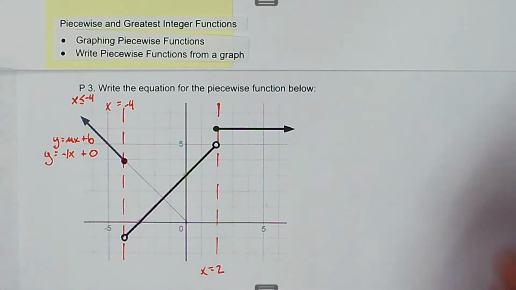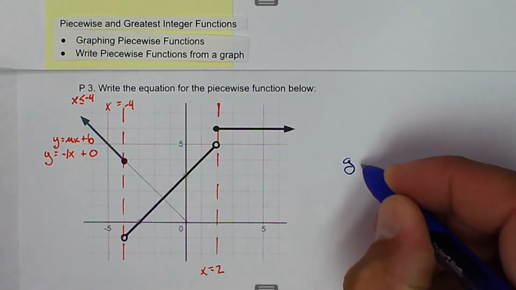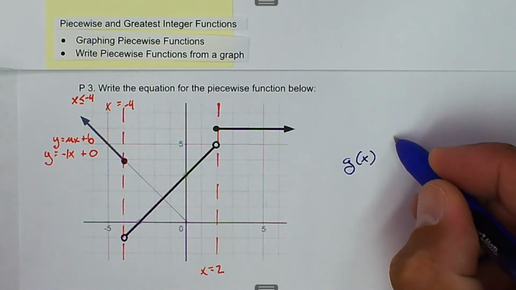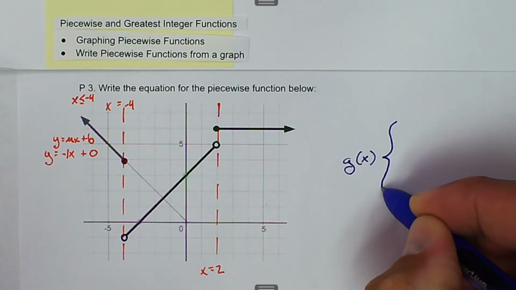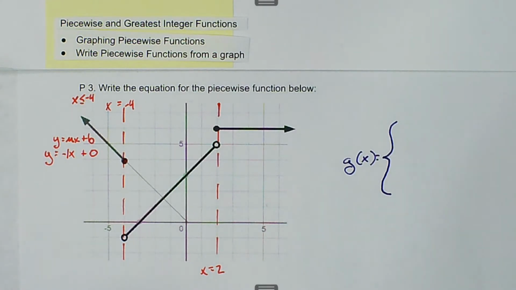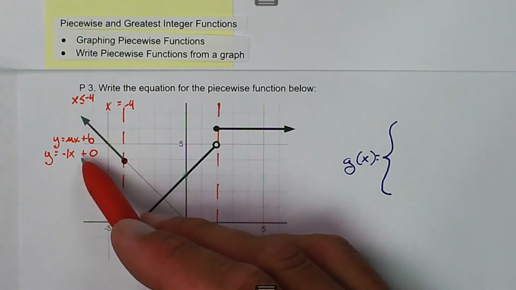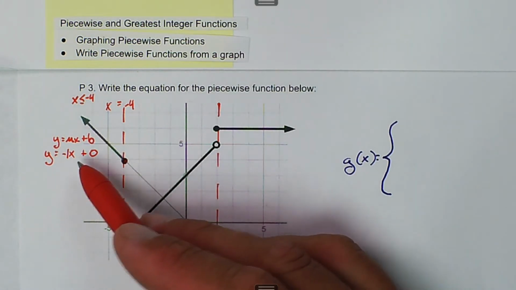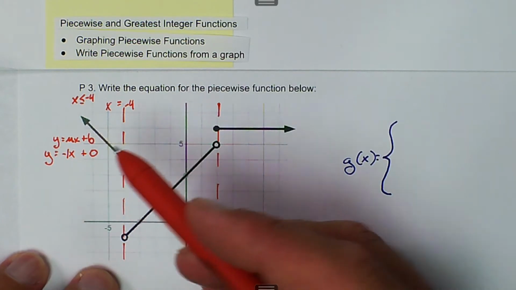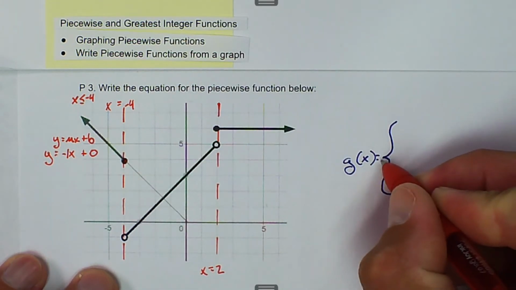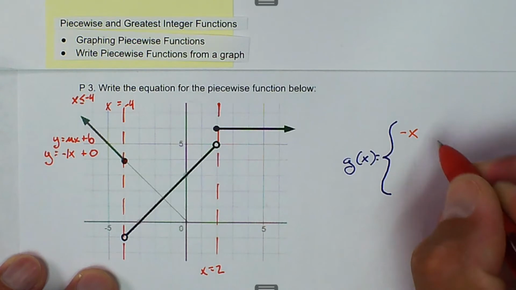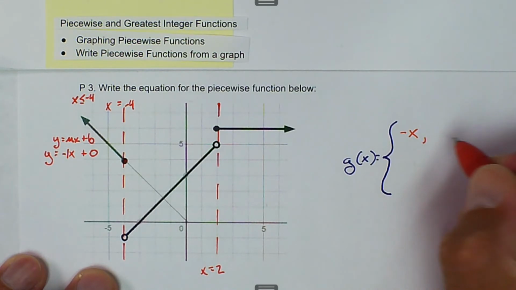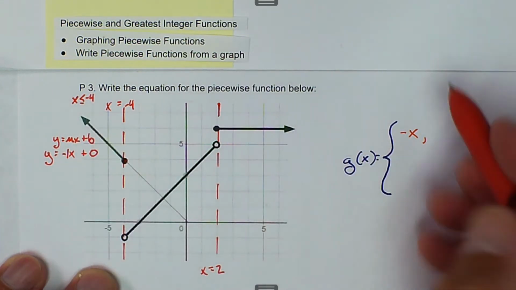So for this one, we're going to call this function g. We're going to call this function g of x. And my first equation, g of x is equal to, well, I can reduce this because the 0 doesn't really matter and the 1 doesn't matter. The only thing that I really care about is the negative. So the first one is going to be g of x is equal to -x, and it's restricted on the domain where x is less than or equal to -4.